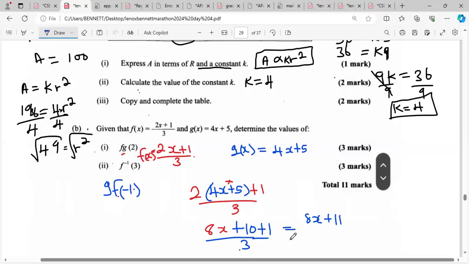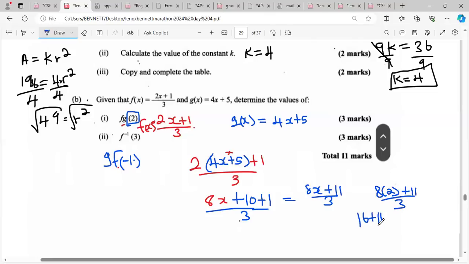But guess what? We're supposed to put 2 where x is. Anywhere x is, we're going to put this 2. So it's going to be 8 times 2 plus 11 over 3. So 8 times 2 is 16, plus 11 over 3, which gives us 27 over 3. So that works out to 9. So this is equal to 9.